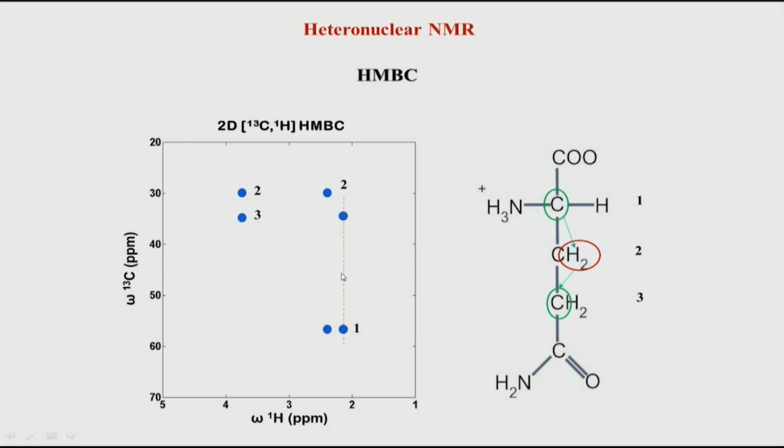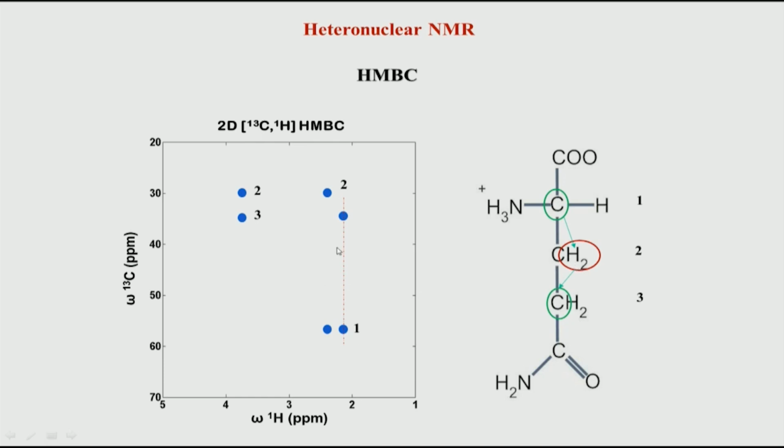Now, similarly let us go to the second carbon. Here this carbon's proton has a 2 bond coupling to here, and a 2 bond coupling to here. Of course, it also couples to the carbonyl carbon and to this carbonyl amide, but that is not shown in this because the spectrum only goes from 20 to 70. We will see in the next few slides examples where we can actually exploit this carbonyl connection to this proton. For the time being, let us only focus on this.